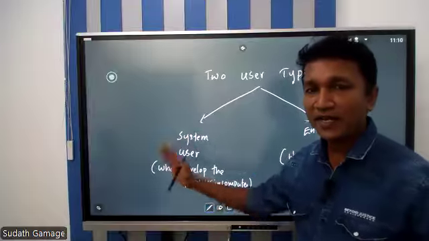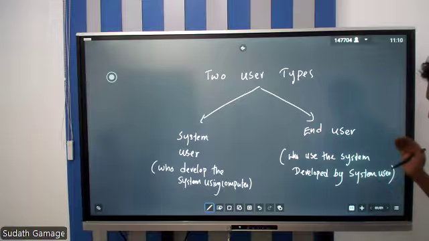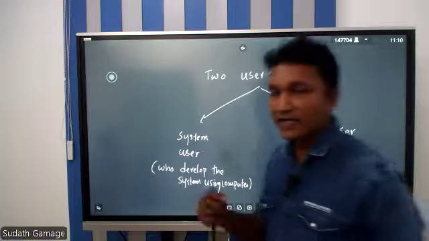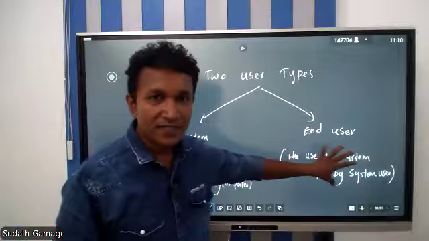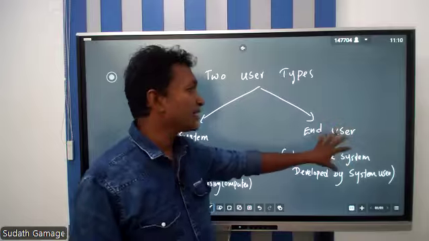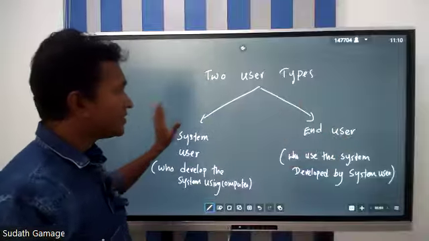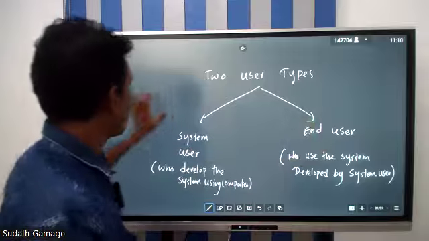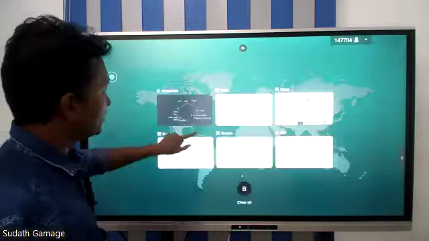That means he uses the system directly. Who is the end user? The one who uses the system developed by the system user. The person who uses systems developed by the system user is called the end user. Right? That is the difference between system user and end user. We go back to the question.